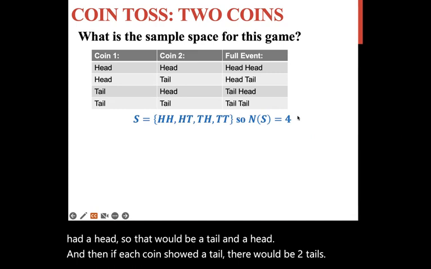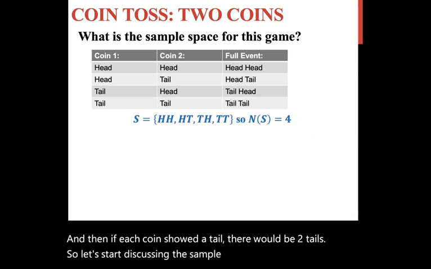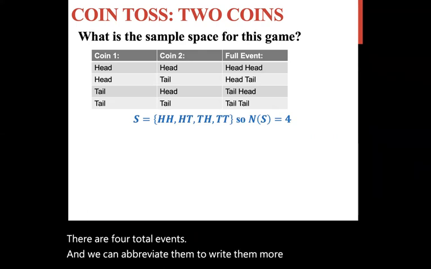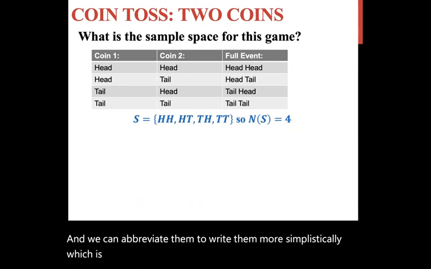So let's start discussing the sample space. There are 4 total events, and we can abbreviate them to write them more simplistically, which is HH, HT, TH, and TT.